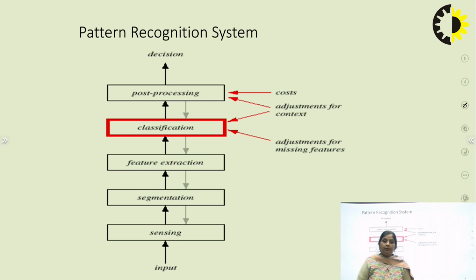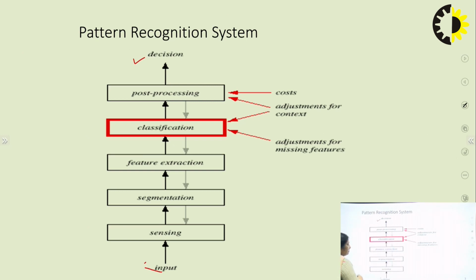Now that we are clear about what patterns we want to recognize, our topic is the recognition system. What does a pattern recognition system consist of? It takes input and gives a decision. The input is an image or some voice, whatever we are taking, and we want to take a decision. For example, whether the image contains a dog or not, or whether the image contains a dog or a cat.